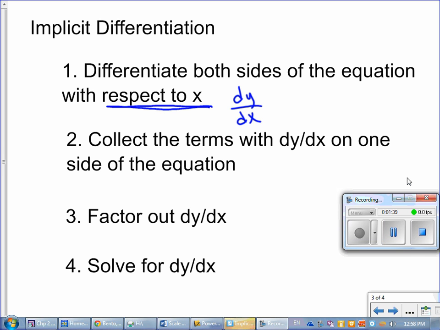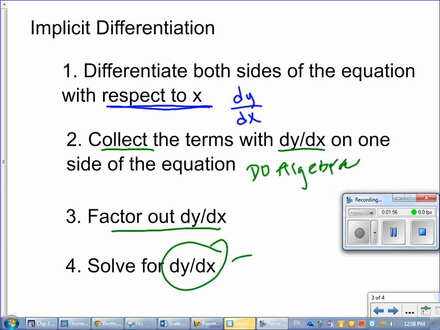After you've done your implicit differentiation, you're going to collect all your terms with dy dx onto one side of the equation. So you're just doing some algebra, add, subtract, multiply, divide, do what you need to do to collect dy dx. Then again, you're going to factor out your dy dx so that there's only one of them. And then lastly, you're going to solve for it because that is the derivative. That's what y prime is, dy dx. Those two notations mean the same thing.